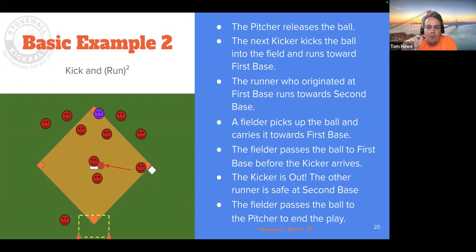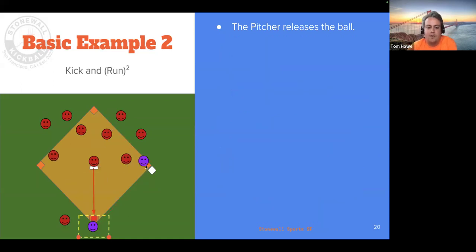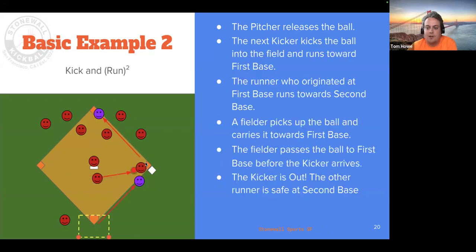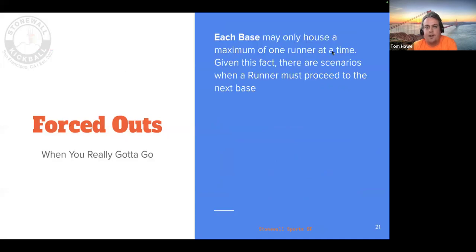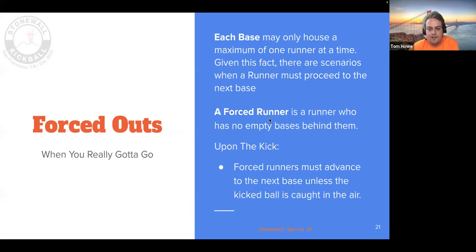Okay, let's talk about why, if bases are safe zones, the person on first base had to run to second. It's because of a concept called a forced or an unforced out. There's a rule in kickball that each base may only house one runner at a time. You cannot have two runners on the same base. There's a consequence of this. If you are a runner on a base and there are no empty bases behind you, it means that you are somebody who has to run to the next base unless the ball is caught.